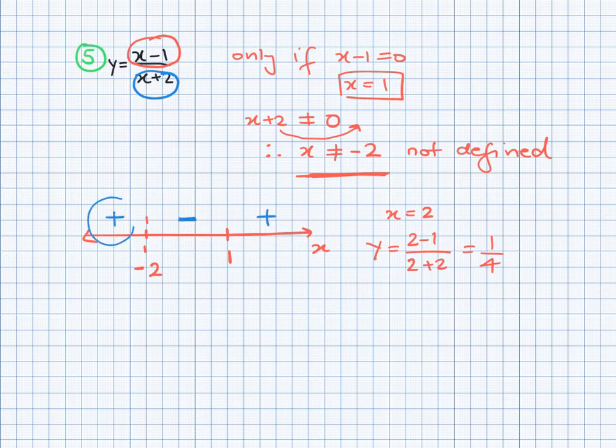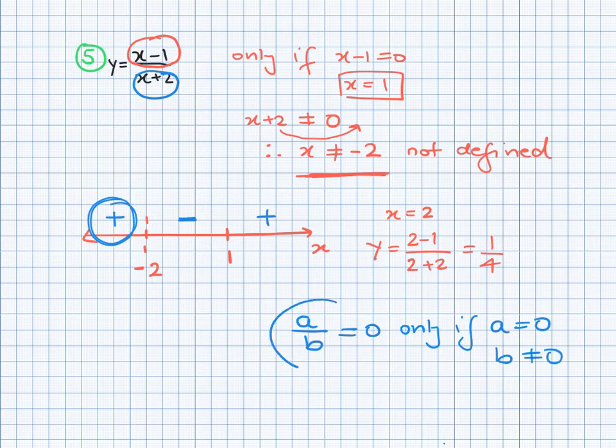And again, you can check this one on your own, choosing a number less than -2. I hope all this makes sense. So just to remind you, when you have a fraction a over b, it's equal to 0 only if a is equal to 0, and b can't be equal to 0. Okay, and one more, which is the last one.